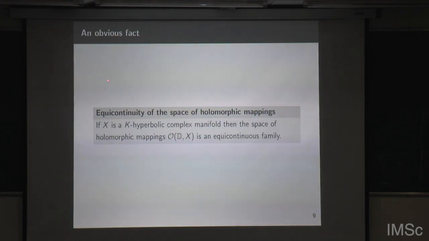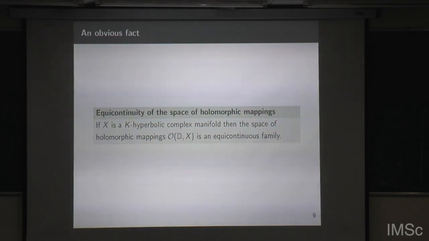Now, this fact is obvious, and it's sort of the reason why this theory is so powerful. One of the central facts becomes obvious once you develop the theory. Suppose X is a Kobayashi hyperbolic manifold, then the space of holomorphic mappings O(D,X) is an equicontinuous family. This is obvious simply because we already know that holomorphic mappings are contractions. So, this is essentially saying nothing. It trivializes one of the central facts.